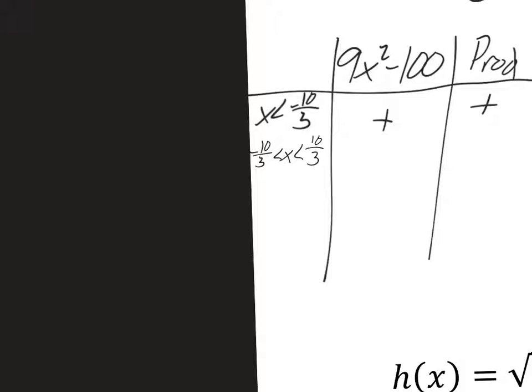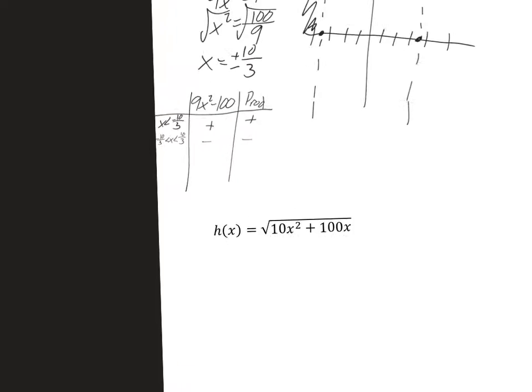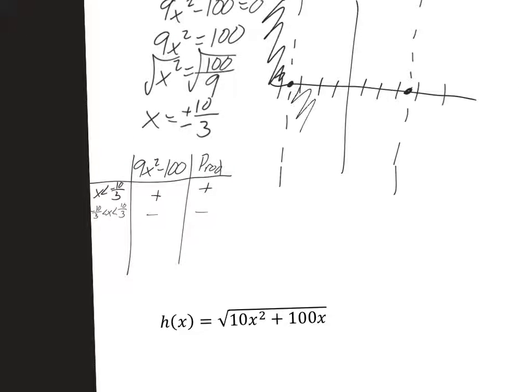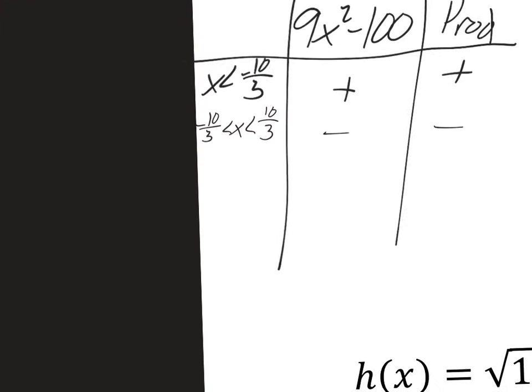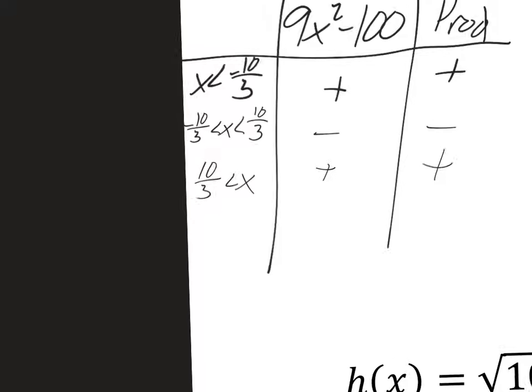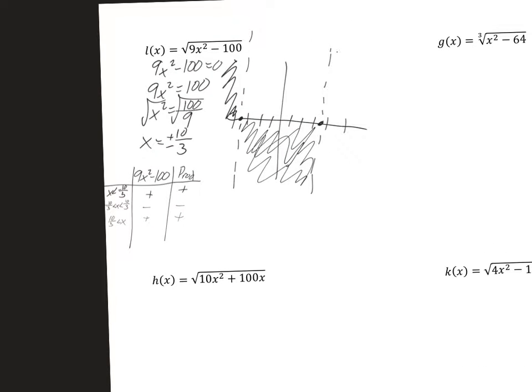So now I have negative 10 over 3 is less than x is less than positive 10 over 3. So we can plug in 0. So that would mean that this is negative. So that means this is negative. So that means this whole middle section from here till here is in the bottom. Then we have 10 thirds is less than x. That's going to give me a positive. So my product is positive. So that tells me that this whole piece over here is positive.